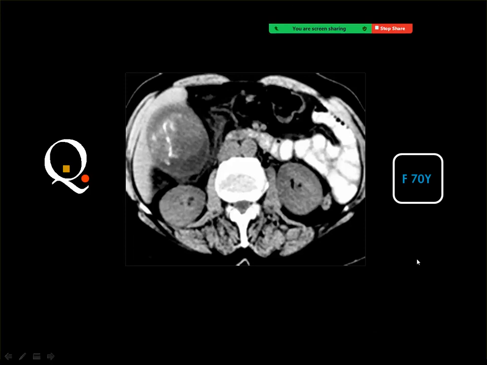And this is the first case of a female patient, 70 years old, with abdominal pain, and this is the abdominal scan done without contrast injection, but with oral contrast administration.